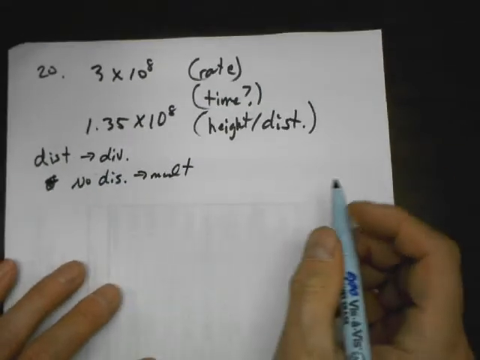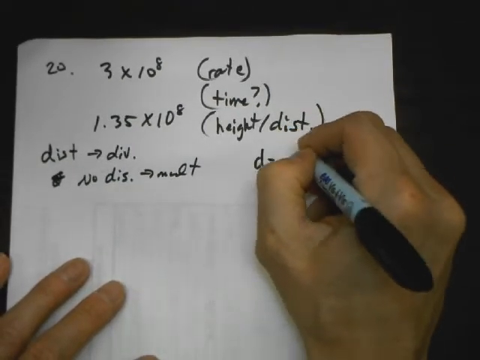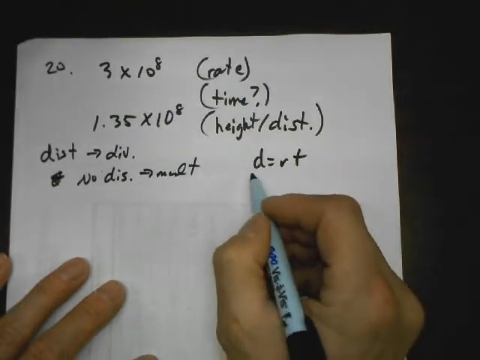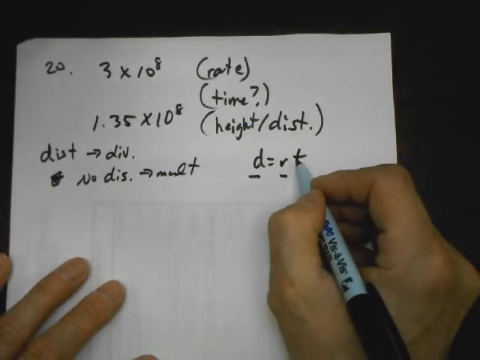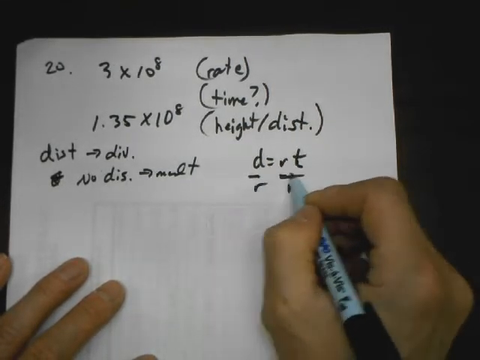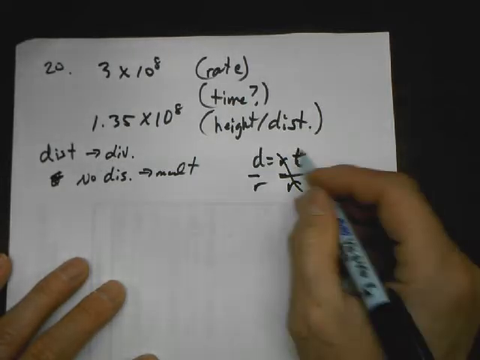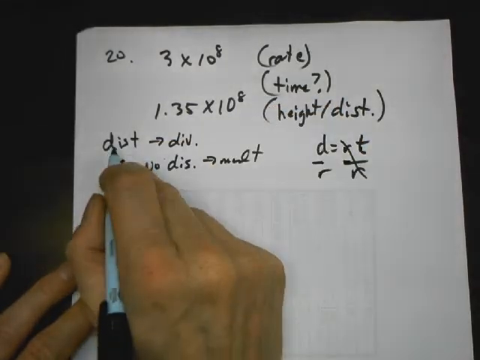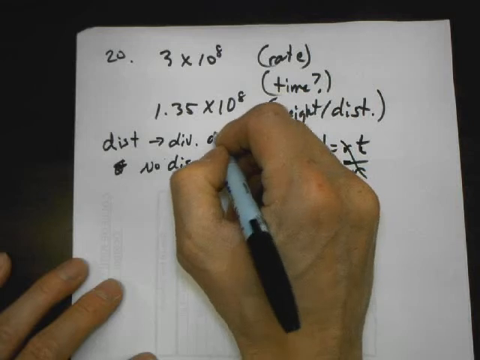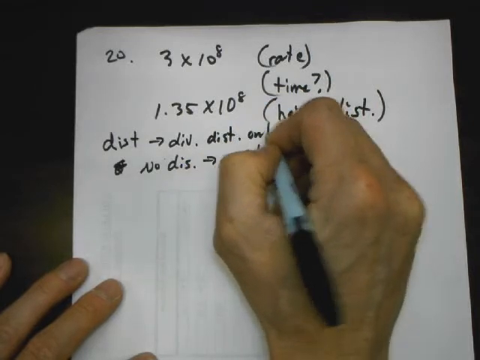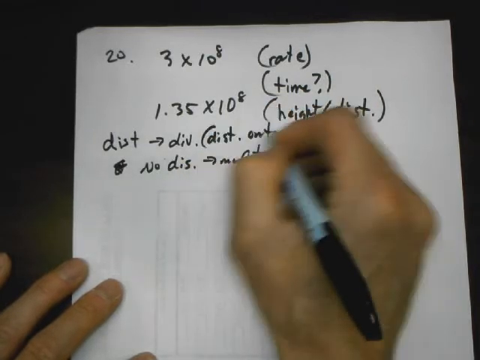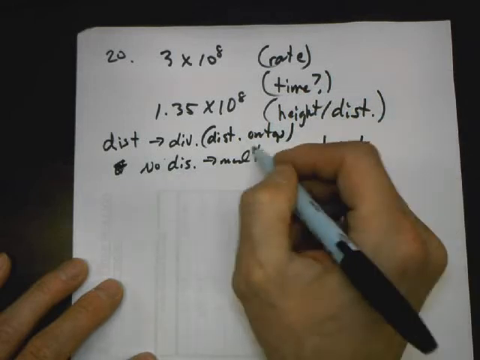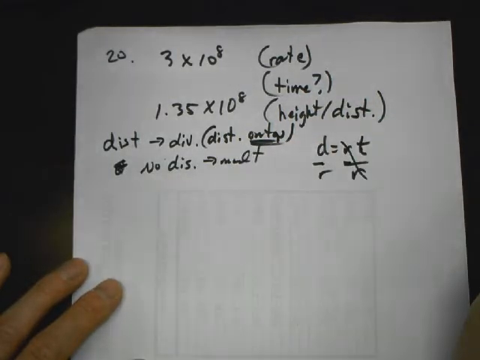Okay? And let's see why that makes sense. Distance equals rate times time, right? If they give me this and they give me this and I have to solve for that, I have to divide both sides to get time. Okay? So remember this, when you divide, if they give you distance, you divide. Distance is on top. Distance is always on top. Okay? I know that's 2 words right there.